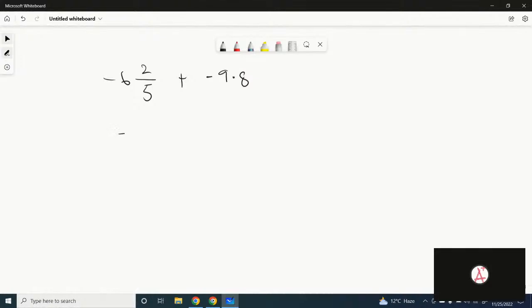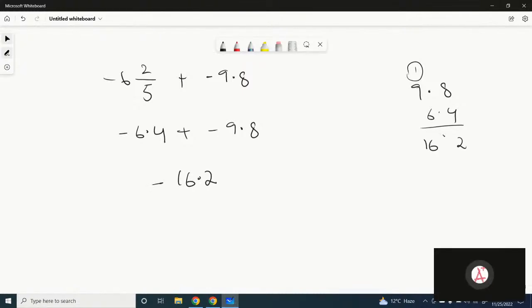So it would be negative 6.4 plus negative 9.8. Now both of them have the negative sign. That means you have to add them. Just add them. 4 plus 8 is 12, 2, 1 carry. 9 and 1, 10 and 1, 16. It would be 16.2. Both of them have the negative sign, so the answer must have a negative sign. So it would be negative 16.2.